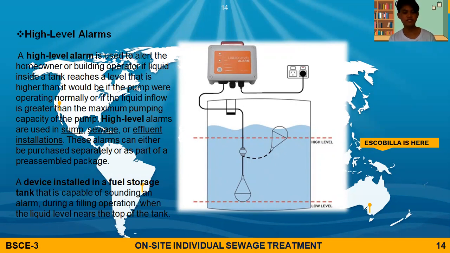These alarms can either be purchased separately or as part of a pre-assembled package. It is a device installed in a fuel storage tank that is capable of sounding an alarm during the filling operations when the liquid level nears the top of the tank. This is an example of a high-level alarm.